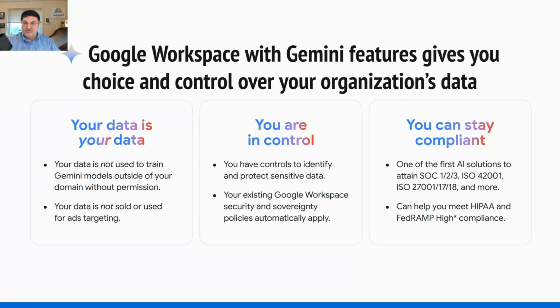It's never used to train the Gemini models outside of your domain without your permission. You can use it to train Gemini only for access within your domain. That's great because you can use your documents to create custom AI models or custom data sets that you use. Your data is never sold or used for targeting. You are also in control. You have the ability to identify and protect that information, and you can leverage your existing Google Workspace security and sovereignty policies. Those automatically apply.